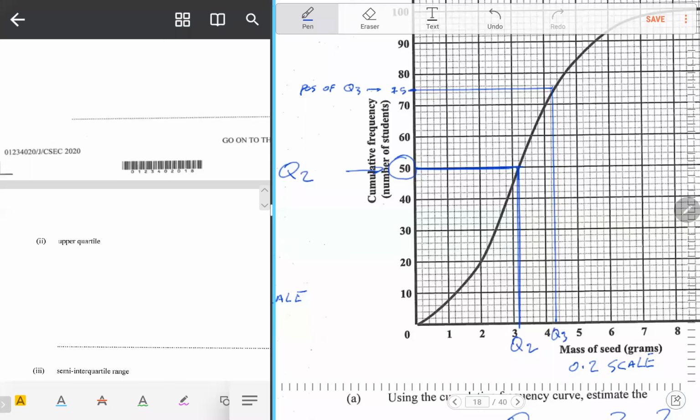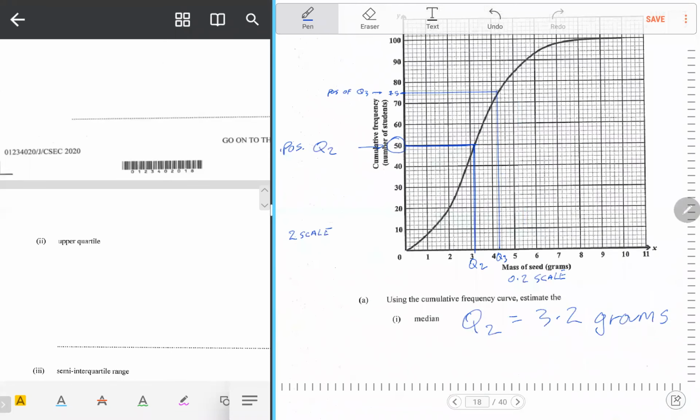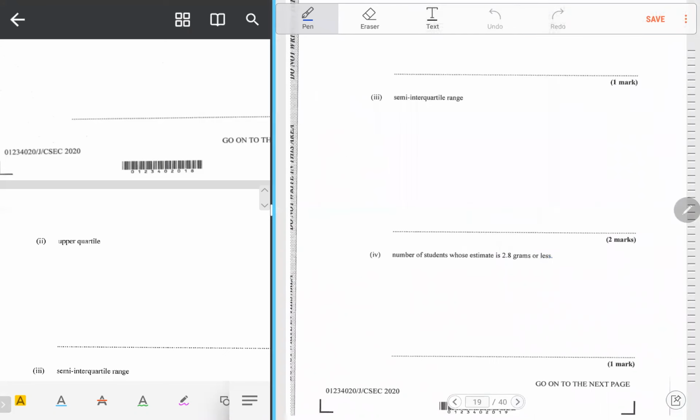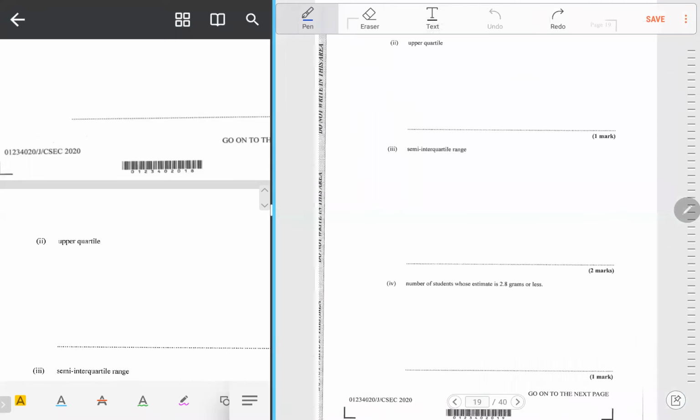Q3 is 4.3. So let's write it. Q3 is 4.3. There, upper quartile Q3 is 4.3 grams. Let me not write it like that, because someone can write it wrong already. 4.3 grams.